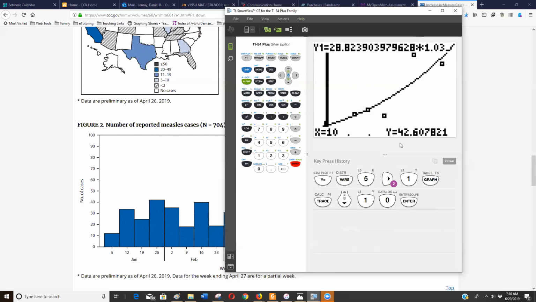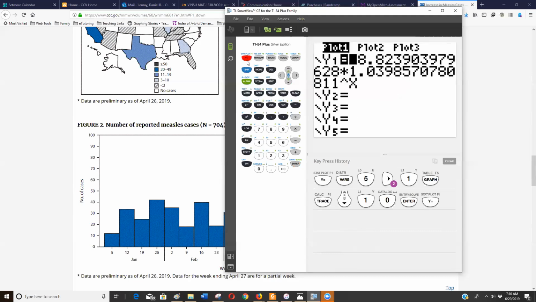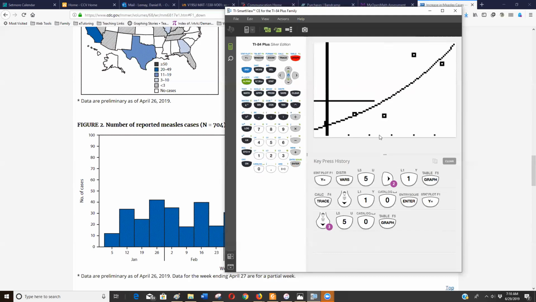Okay. Now, when were the number of cases equal to 50? Well, then we can do this. We can say y equals, and we want to know when y is equal to 50. We want to know what x that is. So let's graph that. And there's the line y equals 50, and I want to find the x value where that's true.